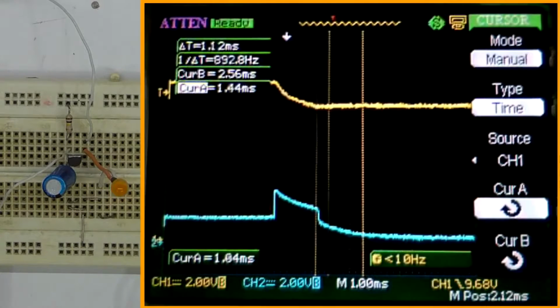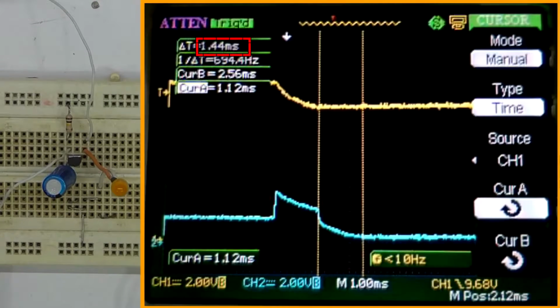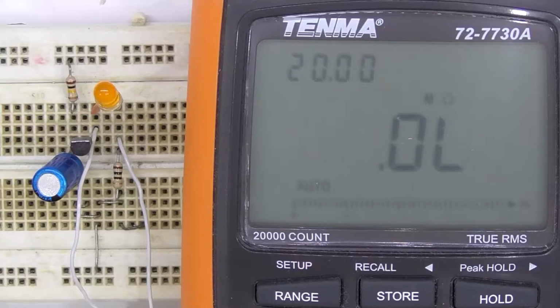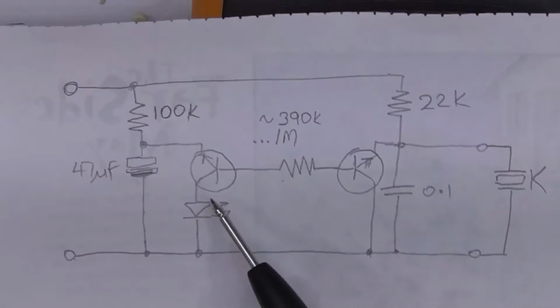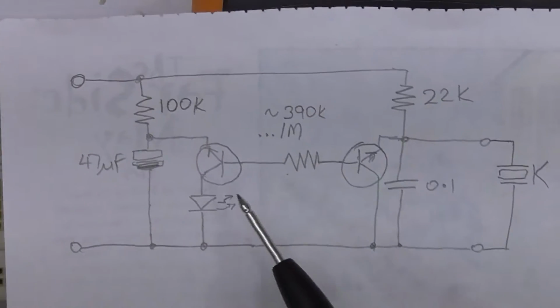So after switch off is about 1.4 milliseconds. Okay, so we can measure the current directly flowing through the LED, and we can do that by putting in a sense resistor. So what I've done is I've inserted a 10 ohm resistor into the cathode circuit of the LED.